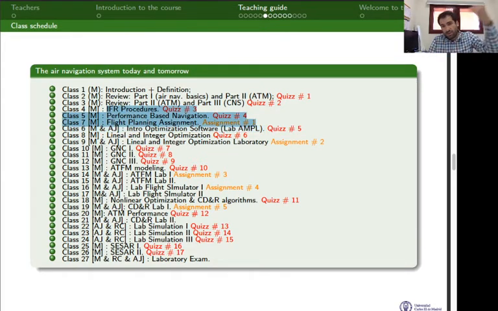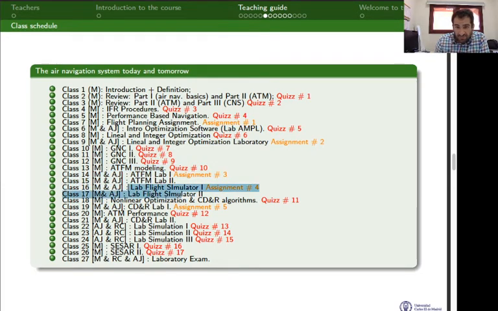Okay, then this has to do with procedures, performance-based navigation, including a flight plan assignment that goes a bit beyond what we did in the bachelor. Then we start with optimization, right? With an introduction to the software we're going to be using, called AMPL, linear integer optimization. This is a theoretical lecture on the main fundamentals of this. Then a warming-up laboratory on linear and integer optimization problems. Then the GNC block, and then we move into modeling the air traffic flow management problem as an optimization problem and solving it right here.